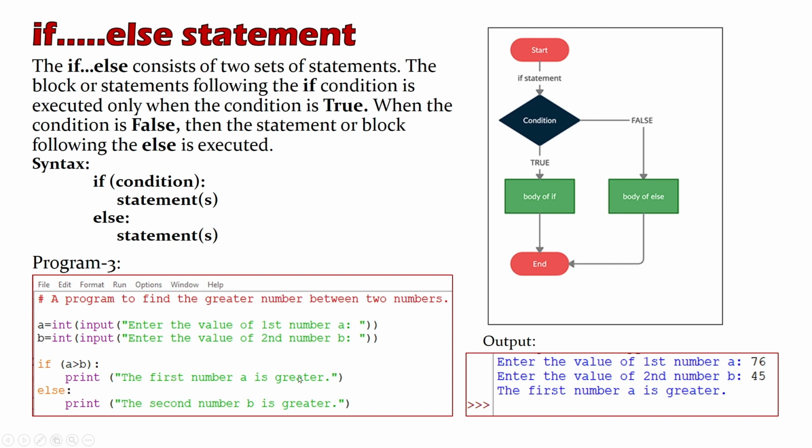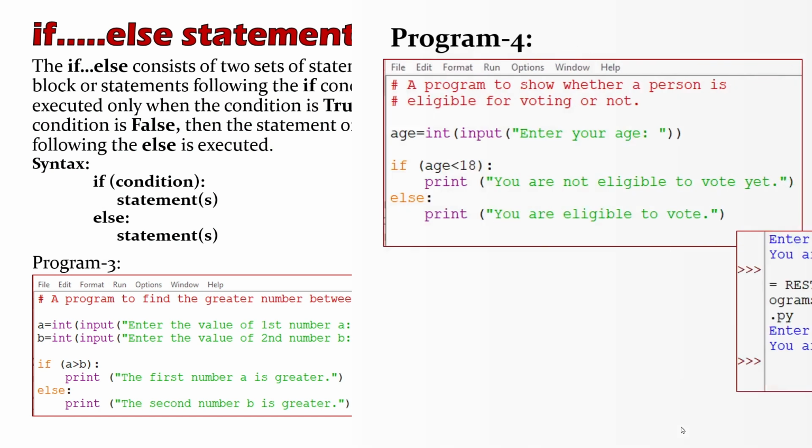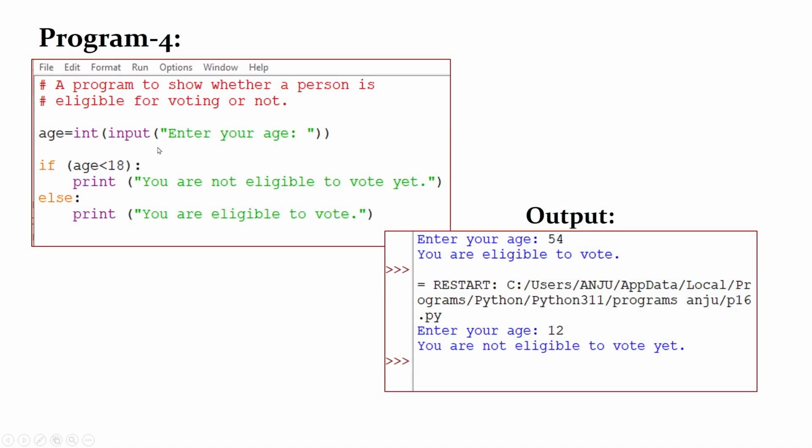That means if A is greater than B, then we say the first number A is greater, and if this is not true, we will execute the else part, which says print the second number B is greater. So here we have accepted two values, 76 and 45. The first value is 76 and the second value which goes into B is 45. So just looking at it, the first number A is greater. Now let's move to another program of if and else.